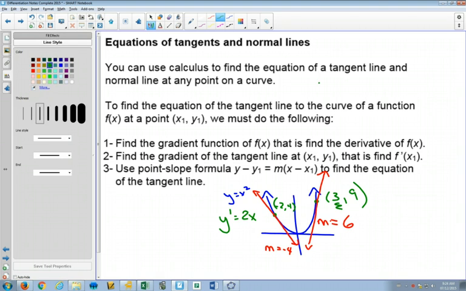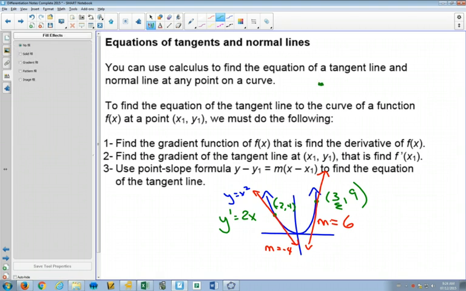Way up here, we're going to have another point. We're going to have like 6 comma 36. And there's going to be a tangent line. What's the slope of that tangent line going to be? 12. Are you starting to see the pattern? Starting to see the idea? Our derivative is an equation for every single slope of every single tangent line.